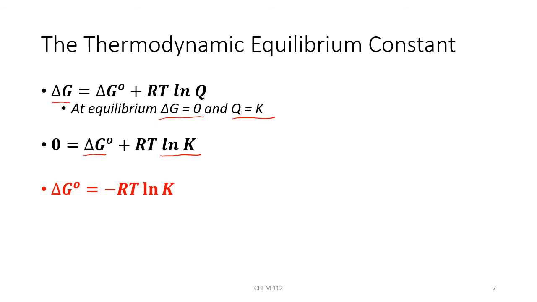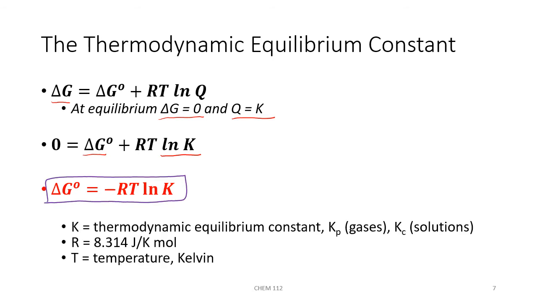now. We can rearrange our equation by moving our RT ln of K term to the other side, and that gives us delta G naught equals negative RT times the ln of K. K is the thermodynamic equilibrium constant. It could either be K sub P when we have gases, or K sub C, meaning concentration, for our solutions. R is that same gas constant, 8.314 joules per Kelvin times mole. And our temperature has to be on the absolute temperature scale, in Kelvin.